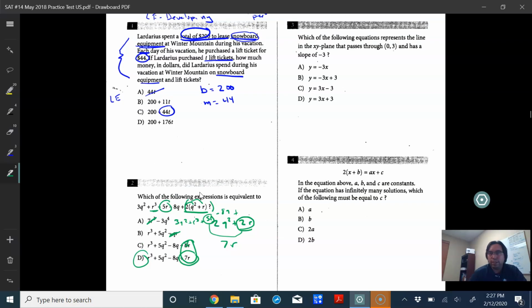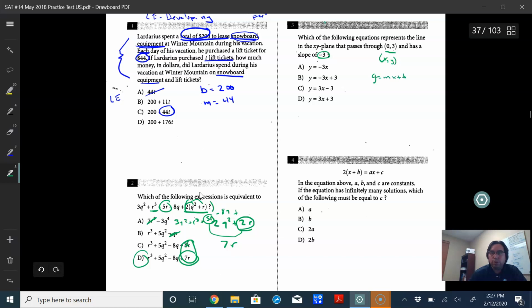It's asking which of the following equations represents the line in the xy plane that passes through point (0, 3). That's an ordered pair, the same thing as (x, y), and has a slope of -3. Well, with a slope of -3, we're trying to set up an equation of the form y equals mx plus b.